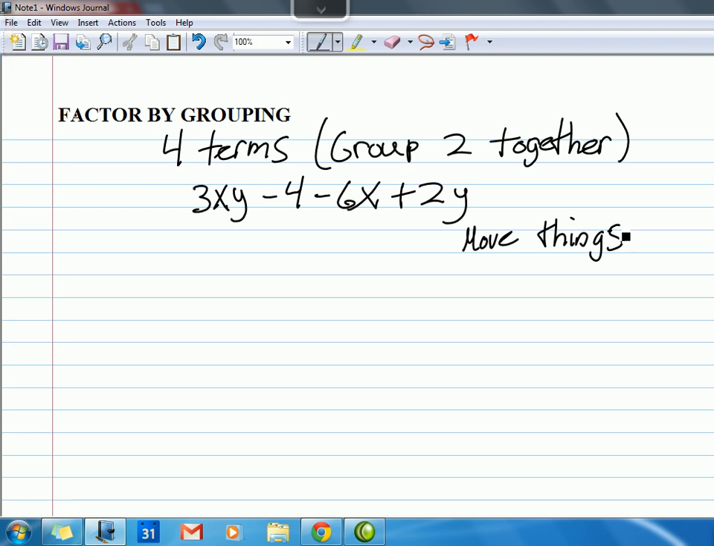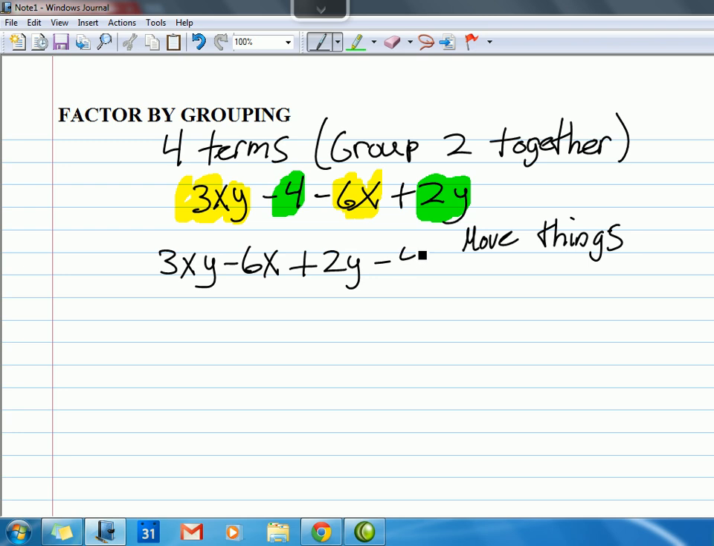So what if I grouped this together with this, and I grouped this together with this? Notice what they have in common, right? Notice that the 3xy and the 6x have a 3x in common, and the 2y and the 4 have a 2 in common. So if I group it together, then I can rewrite it to look a little bit like this. 3xy minus 6x. Oh, also carry the sign with it. Since there's a minus sign in front of the 6x, I'm going to carry that minus sign with it. Plus 2y minus 4. Now it looks a little better, not totally, but it looks a little better now.